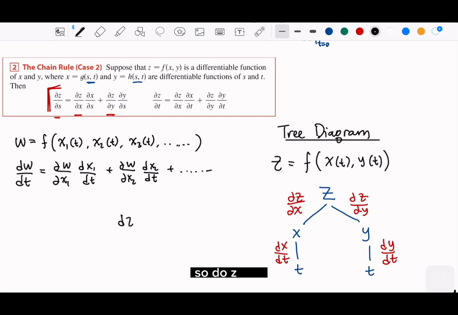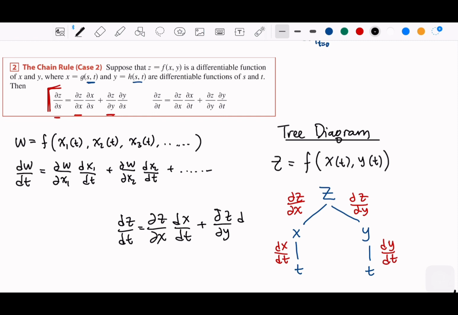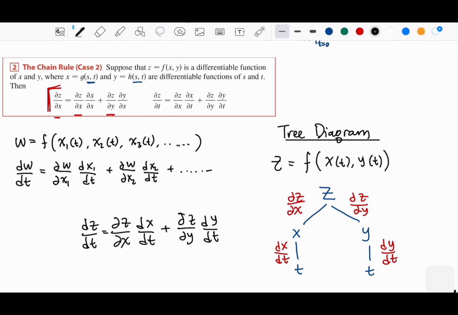So dou z dou t is equal to, and plus, and at the end we add this with this.